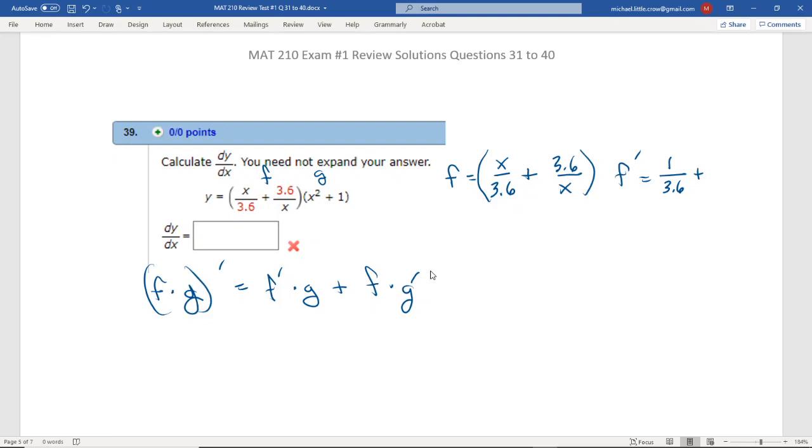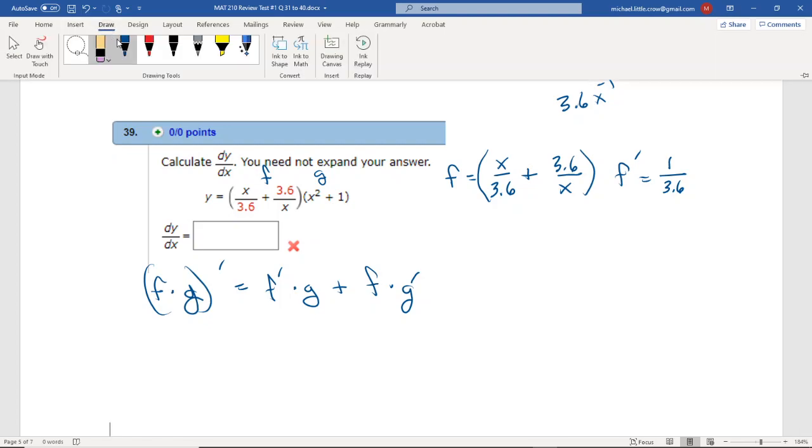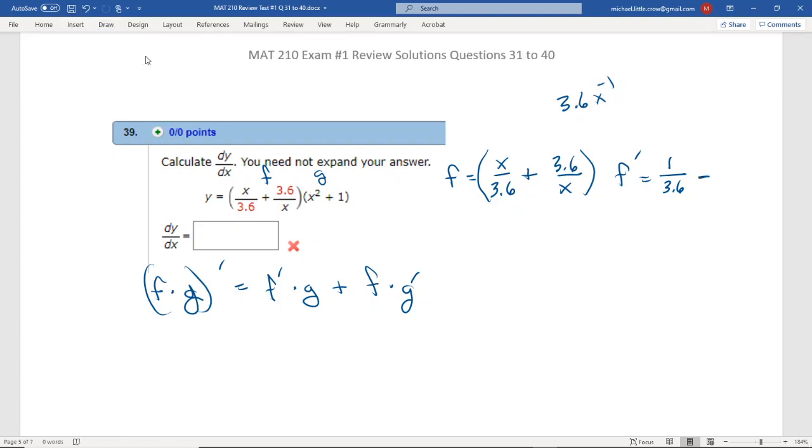For this part, this is x to the minus 1, so let's write this as 3.6 times x to the minus 1. When we take its derivative, the negative 1 comes down, so the plus becomes a minus, and it'll be negative 3.6. But then we get x to the minus 2, subtracting 1 from the exponent there. Okay, so that's our derivative of f. Still kind of messy, but it is what it is.